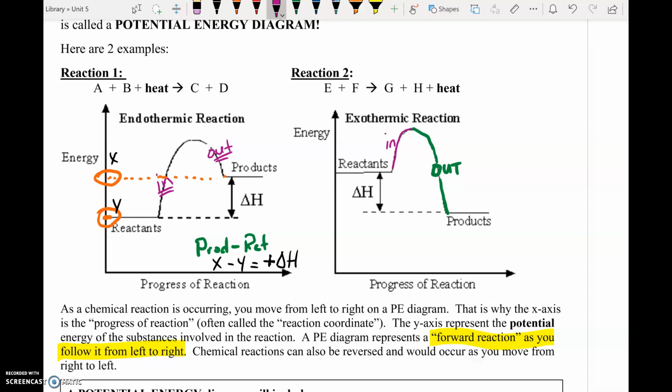Mr. M explained this by pushing a ball, if you remember. I have to push the ball up the purple hump, but then it rolls all the way down the green line. So it rolls down the green line, which is the energy coming out, much larger than the amount of energy that I put into the ball, pushing it up the purple hill.